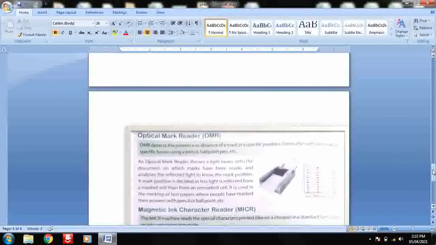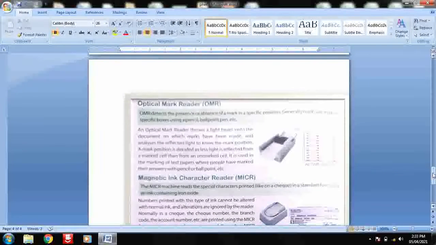The machine, that is the optical mark reader, will check the presence and absence of a mark in a specific position, whether you have marked A, B, C or D, which option you have marked. So this OMR detects the presence or absence of a mark in a specific position. So this OMR sheet we are using. With the help of the OMR, the optical mark reader, the sheet is assessed and the test papers are checked with the help of a machine. So no manual marking is required.